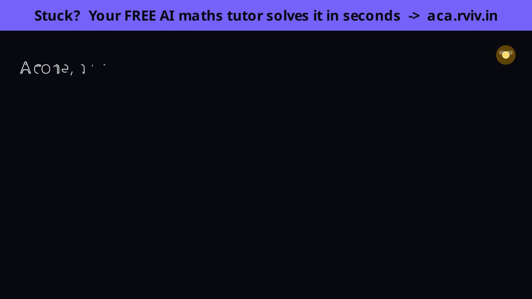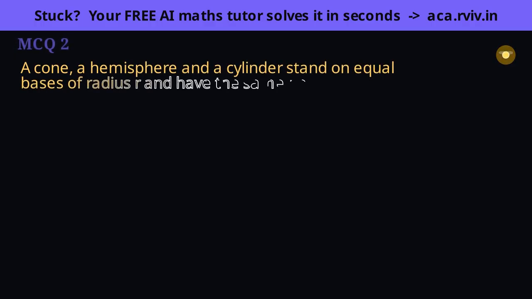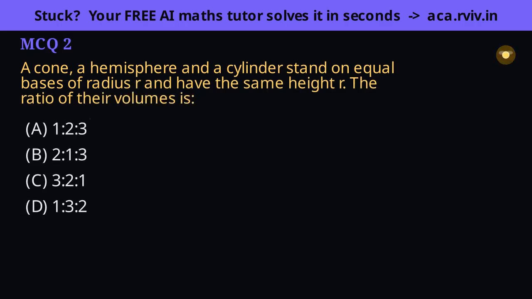The trick is to write all three volumes over the same building block, pi r cubed, so only the fractions remain to compare. Since the height equals r, watch the cone's and cylinder's r squared times h both become r cubed. Consider the four options. Let's write each over pi r cubed.